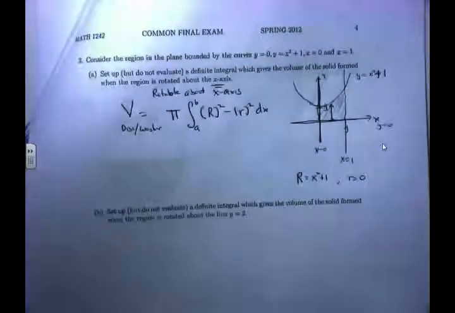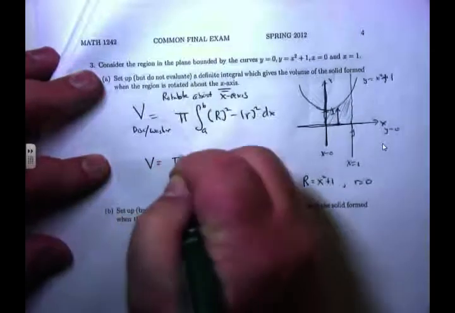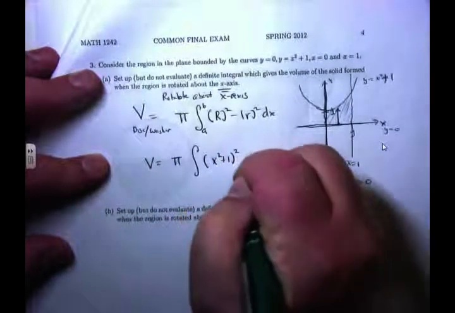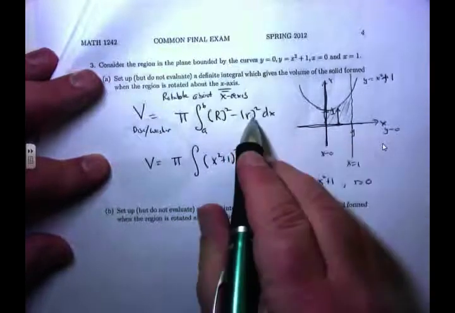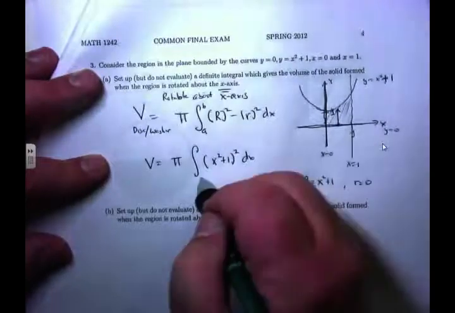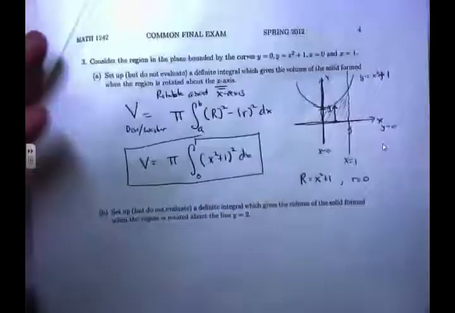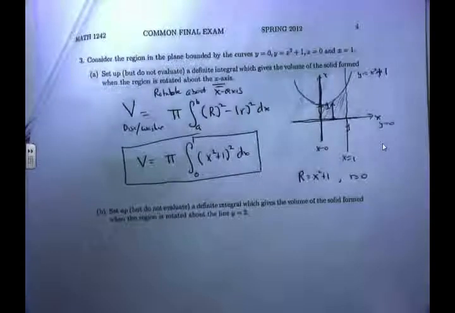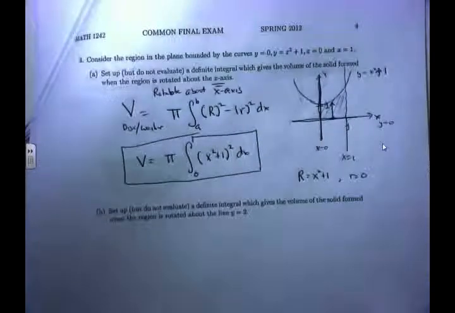So my formula will end up being volume equals pi times the integral of x squared plus 1 squared dx, because little r is 0. And my bounds are going to be, my x numbers are between 0 and 1. And this is what we were looking for. The question says, set up but do not evaluate the integral. This is as far as you go.